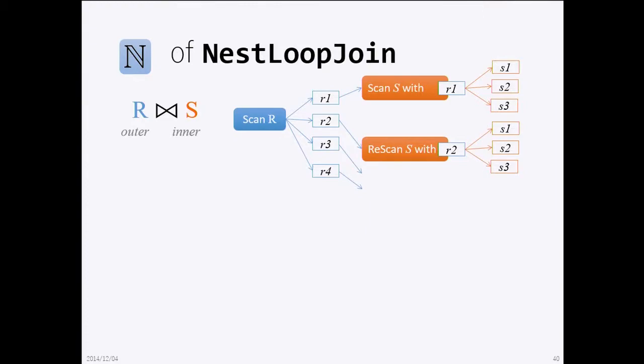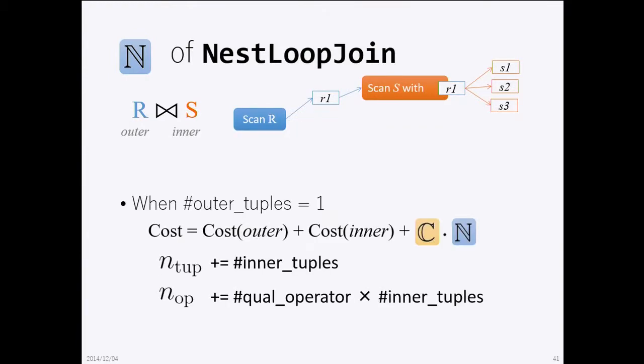Next, nested loop join. Nested loop join loops inner scan for each outer scan tuple like this. Tuple loop, inner scan loop. Repeated execution of inner scan causes caching effect and may make the cost of inner scan cheaper. So Postgres distinguishes the first invocation of inner scan from repeated invocation. If the number of outer tuples is 1, inner scan is invoked only once, so no special consideration is needed. Cost is calculated by just summing up the cost of outer scan, the cost of inner scan, CPU tuple cost, and CPU operator cost of evaluating join conditions.